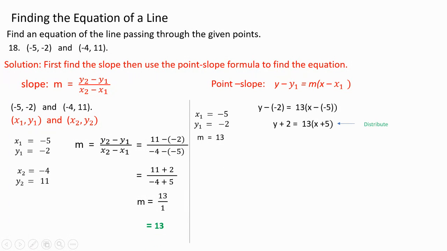So I'm going to distribute now. I'm going to get y plus 2 equals 13x plus 65, because 13 times x is 13x and 13 times 5 is 65. Now I'm going to subtract 2 from both sides. So I get y equals 13x plus 63. This is the equation of the line in slope-intercept form.